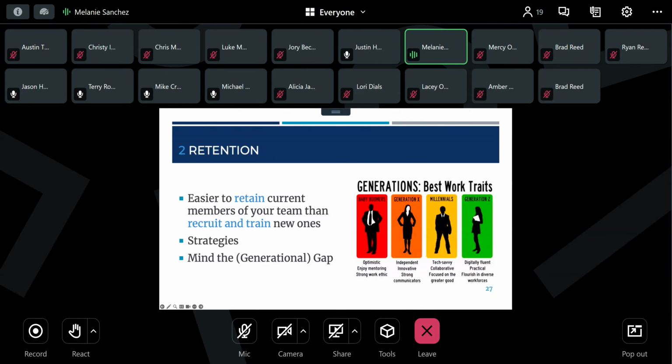And then the last thing I have here is an inclusive culture, right? So we want to foster a culture where everyone feels valued regardless of their age, and create a culture of respect. So you can mind the generational gap and implement some of these strategies. You'll create a more productive work environment and make it a lot easier to retain current team members.